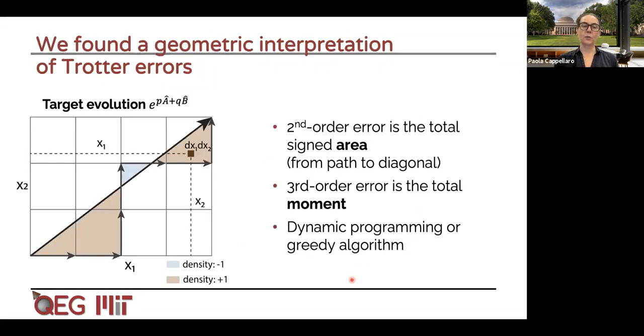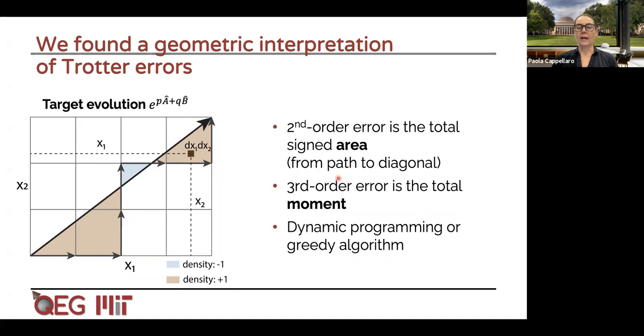And so what we did was to find a geometric interpretation of the expected errors of this Trotterization of your dynamics. So the second order error is the area between the path and the diagonal, or if you want a straight line, which represents the ideal path if you were able to directly engineer the sum of the Hamiltonians.